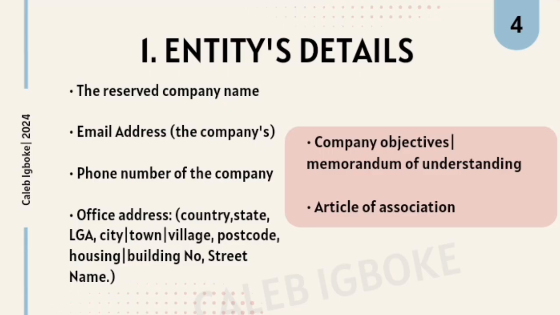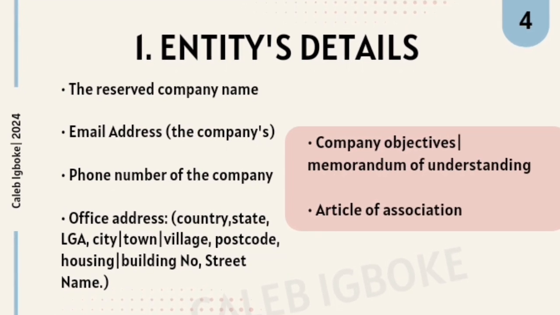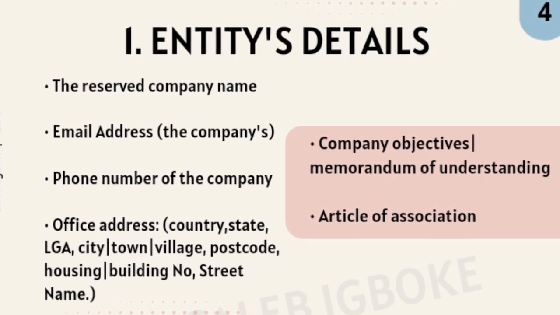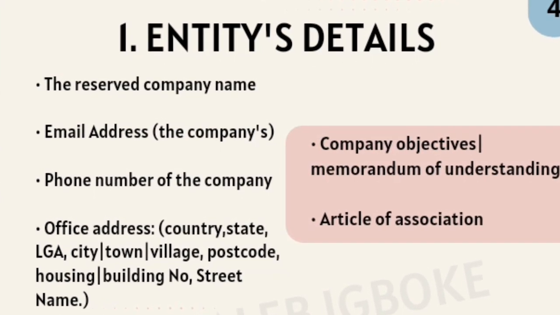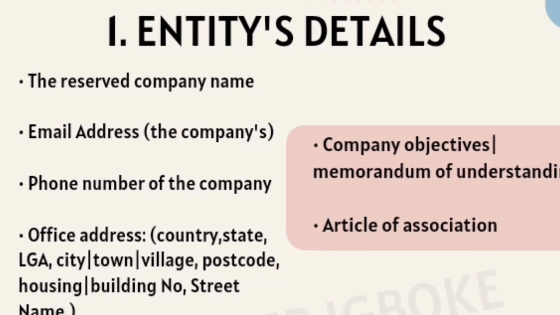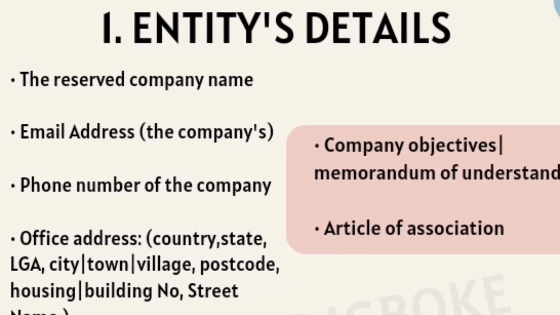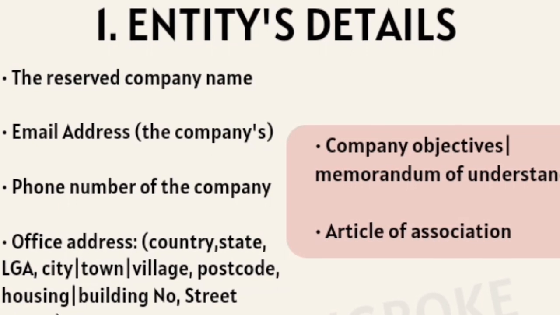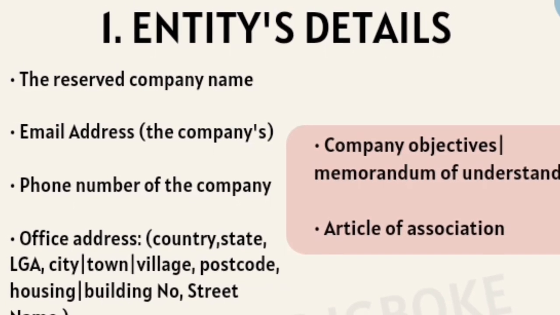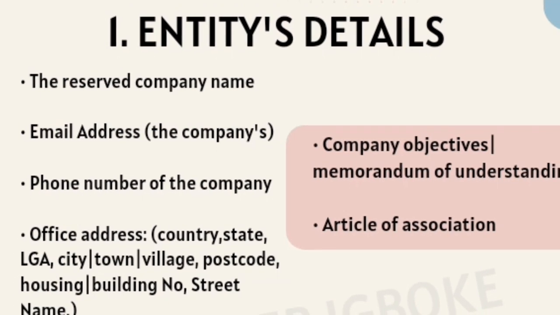I shared a simple trick how you can get your business objective written in less than 1 minute, professionally written in less than 1 minute. So go and look out for that video now and watch it. That will help you to write a business objective or memorandum of understanding that cannot be queried by CAC.